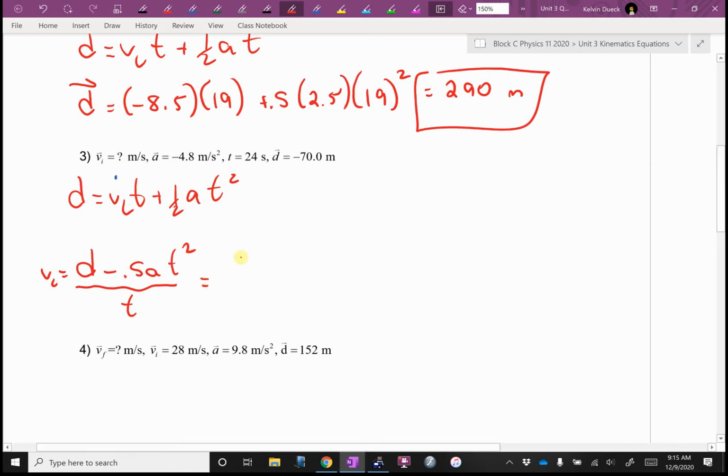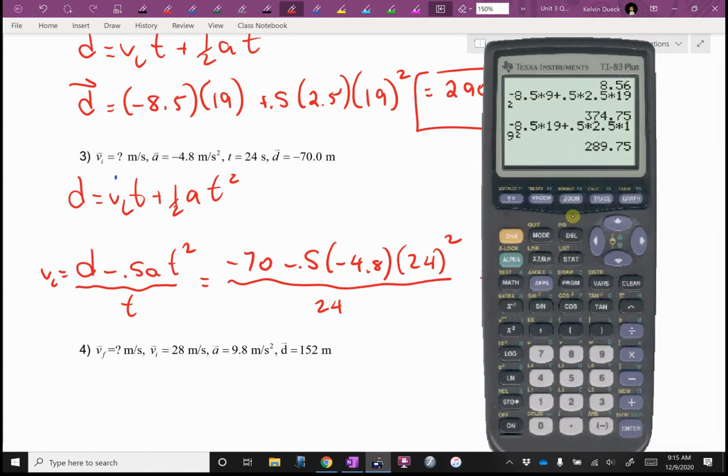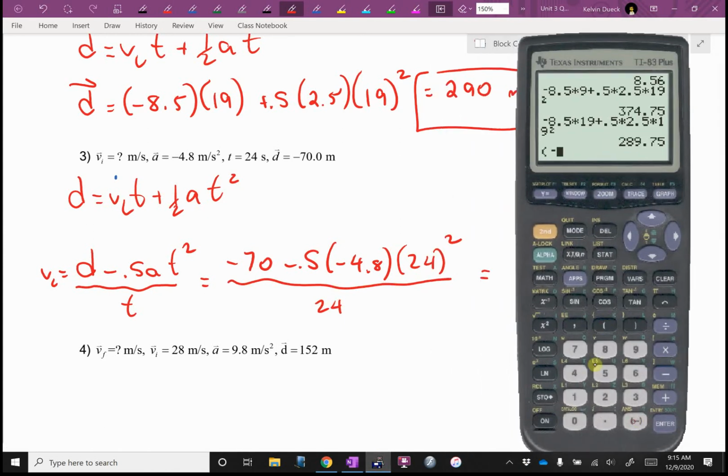So it's going to be negative 70 minus 0.5 times negative 4.8. What's the negative acceleration telling me? We're slowing down if we assume forwards is speeding up. 24 squared, all divided by 24. I have no idea if I'm going to get a positive answer or a negative answer here. Negative 70.